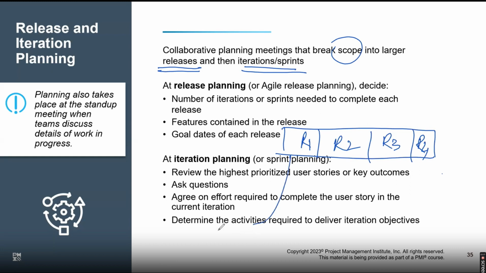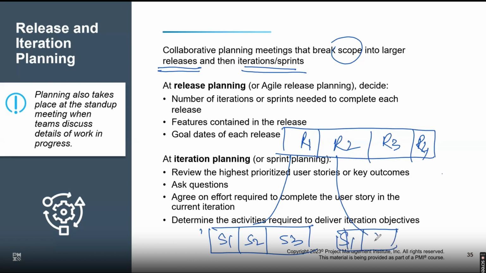So first release, well, probably I may need say 3 sprints. Sprint 1, sprint 2, sprint 3. Probably for the second release, I may need only 2 sprints. So all we do is we have to do the planning at this level. We do a release planning. In release planning, what do we understand? We try to understand, if you have the product to be developed, how many releases will be required, and for each release, how many sprints will be required, what will be the goal date for those sprints, and how long it will take, and all that.